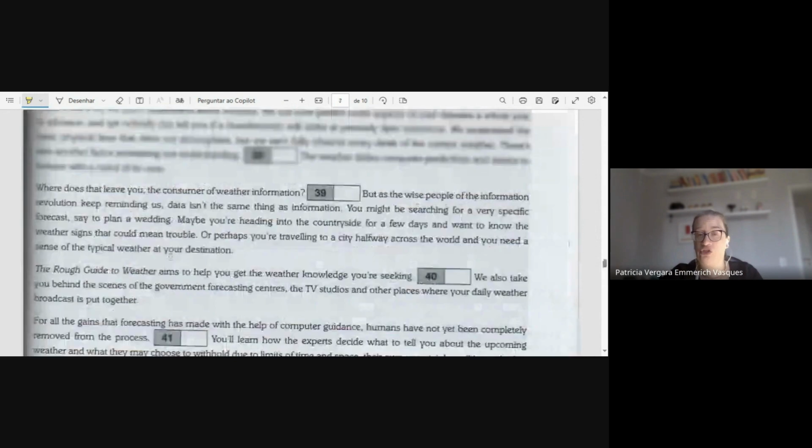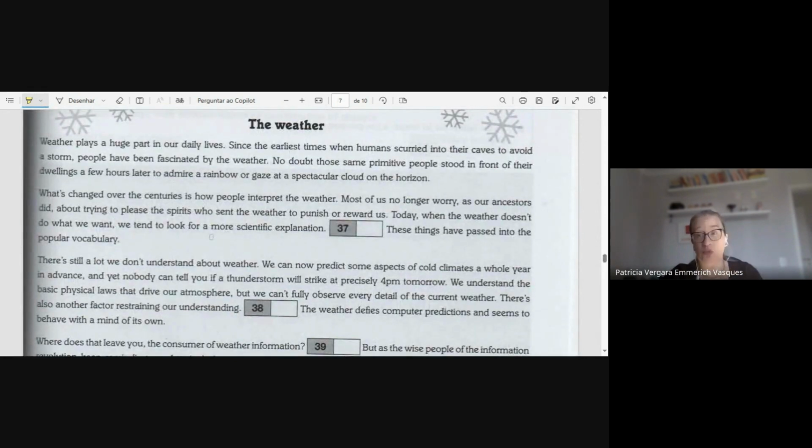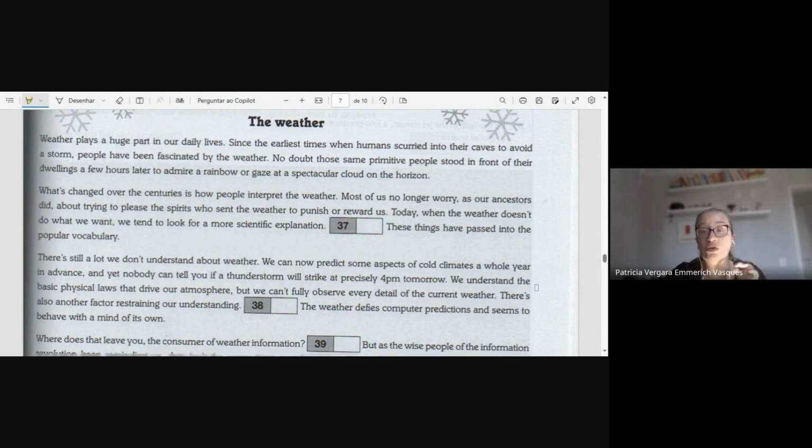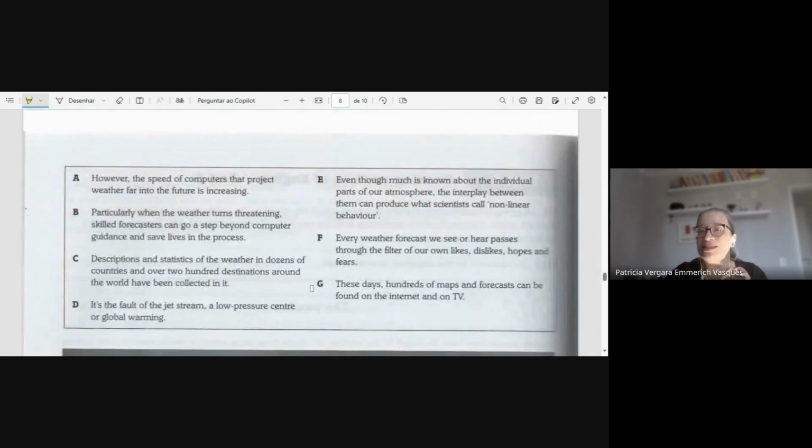Another strategy is to start by the text, read the whole text, and make notes of what each paragraph is about. Oh, this paragraph is describing this. This paragraph is talking about this person. This paragraph is talking about, and when you see the options, you do the same thing. Oh, this is about what? This is about the weather. This is about the people who work with forecast. I don't know, I'm just guessing.